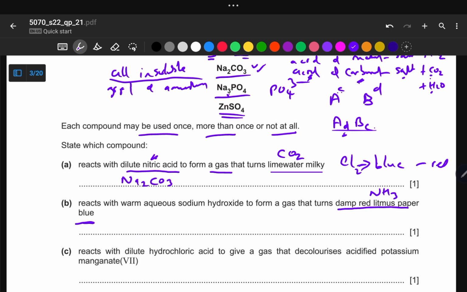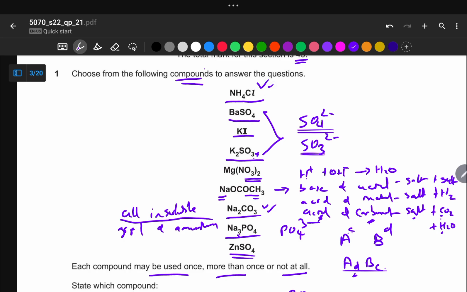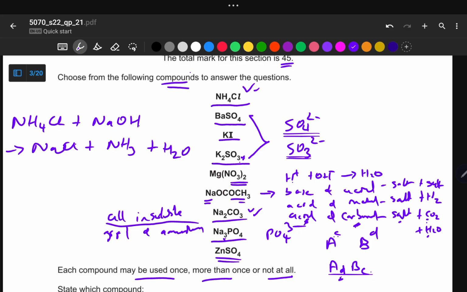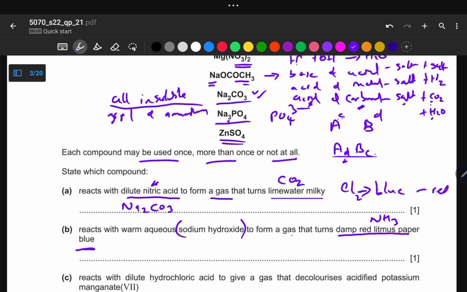So the reaction is going to be between sodium hydroxide and ammonium chloride. Ammonium chloride will react with sodium hydroxide: ammonium chloride plus sodium hydroxide gives sodium chloride plus ammonia plus water. These are the products for the reaction. So we are going to have the ammonia gas, which is going to turn the red litmus paper blue, right? It's a basic gas. So we are going to have ammonium chloride here.